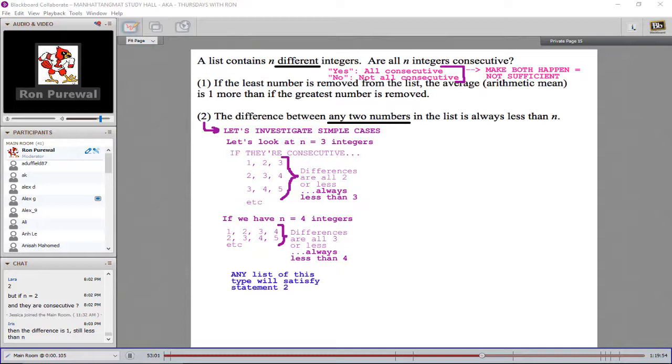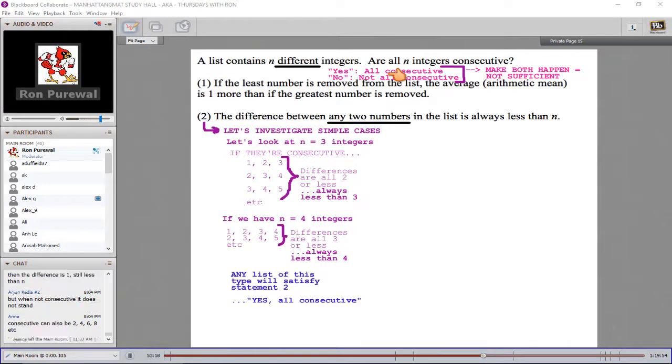And it's going to give you yes, all consecutive. So now what we need to try to find, we need to try to satisfy statement 2 with a list that is not all consecutive. Now, consecutive means consecutive. Those 2, 4, 6, 8 are not consecutive. Those are consecutive evens, but they're not consecutive integers.